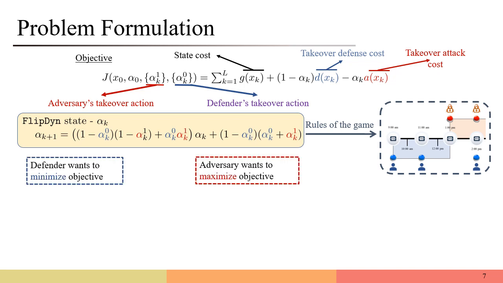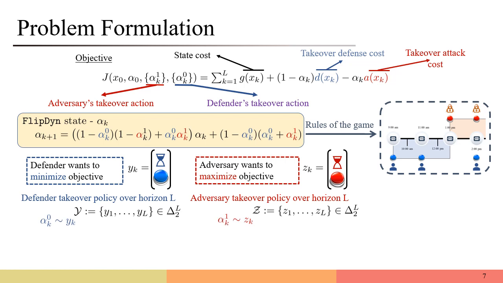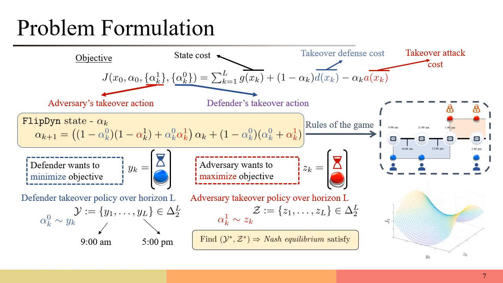The defender wants to minimize the objective by choosing when to remain idle or take over, whereas the adversary wants to maximize the same via its choices. Therefore, this is formulated as a zero-sum game. Since this is a finite horizon problem, we aim to find the defender's and adversary's takeover policy over the horizon L, indicating at what times one should take over. We'll look at a pair of policies in Nash equilibrium.